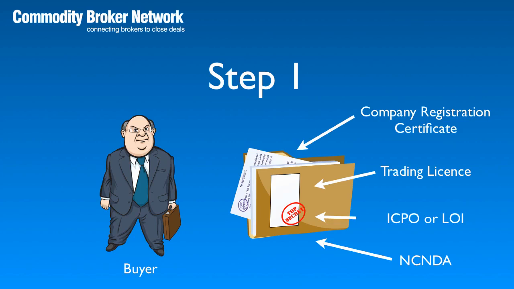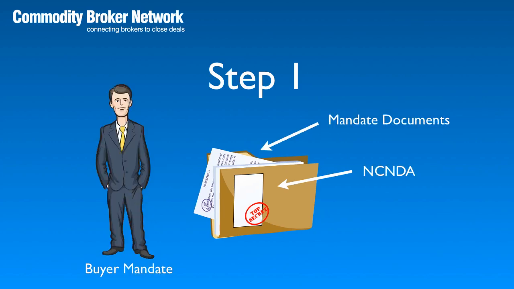I'll need to do my due diligence on the buyer's company and will need to view various documents including the company's registration certificate, trading license, and an ICPO or LOI, so that I'm aware of the working procedures, target pricing, and payment terms. There will also be a need to put an NCNDA in place with the buyer directly. These documents will help me verify that I'm working with a real buyer and on behalf of a real company.